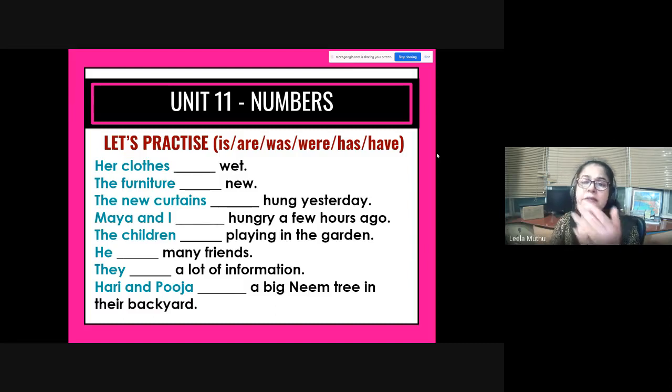Okay, so I'm going to give you a few seconds to just look at the sentences. Her clothes dash wet. Okay, there's no sense of time given here. Her clothes, clothes is always treated as a plural subject. Remember that. It can never be singular. Her clothes. So, can you say is?